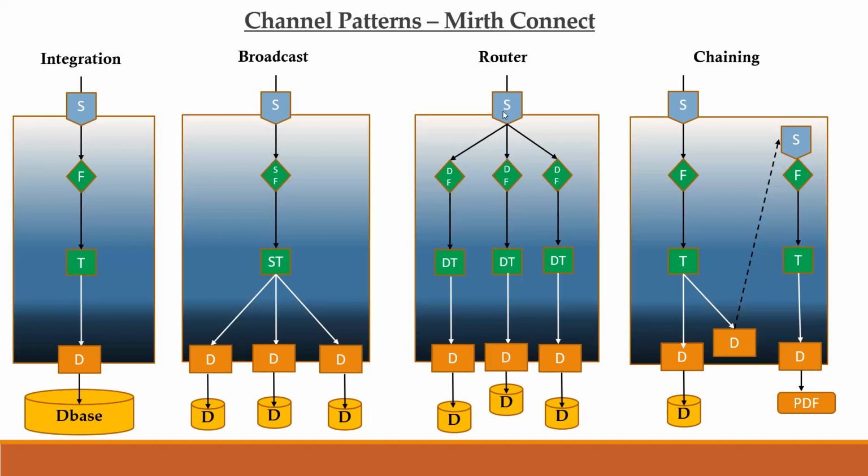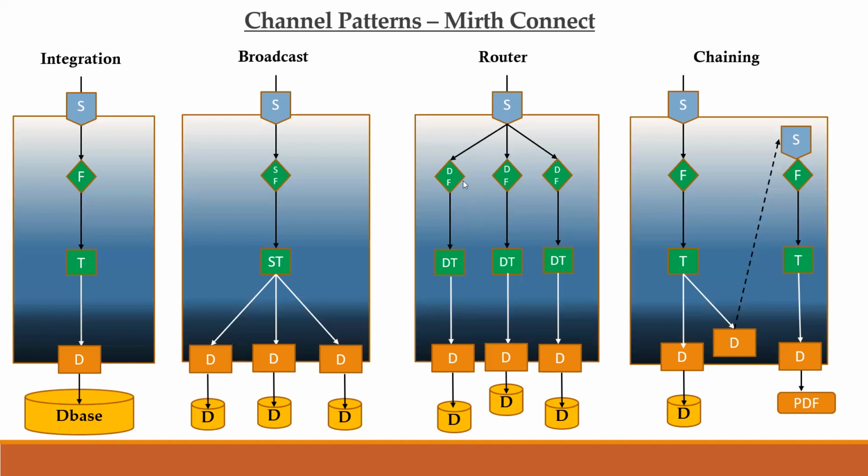Now here in the router case, you will receive the data on the source component. And once you receive the data on the source component, you will pass the data on to all the destinations that you have. Once the data is sent or duplicated to all the destinations, you can write some validations in the destination filter. Each destination will have its own set of filters and transformers, as you can see here.